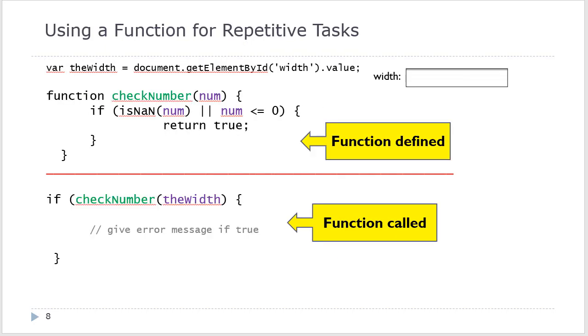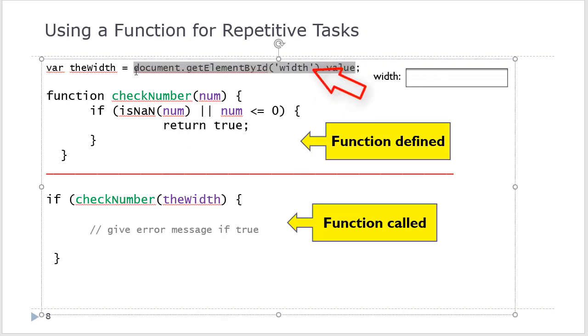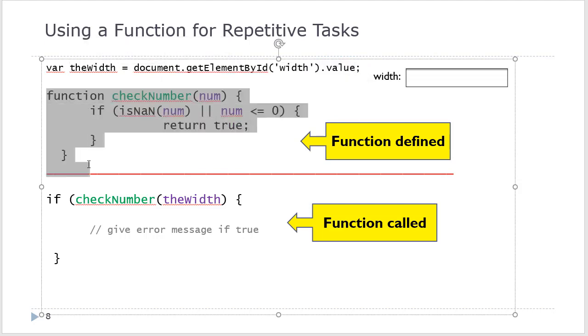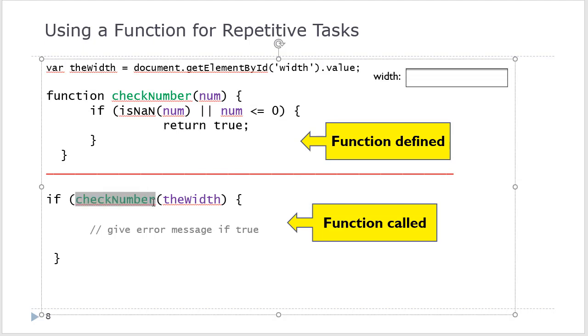Now let's see how we use that function. Here's our text box. Here we are retrieving the value, storing it in a variable called the width. At the top of our script tag, this is our function defined. Here we have the function call. The name of the function is checkNumber. We pass it the argument to be checked, which is the variable name the width, which holds the value in that text box. So this is the argument being passed to this function.